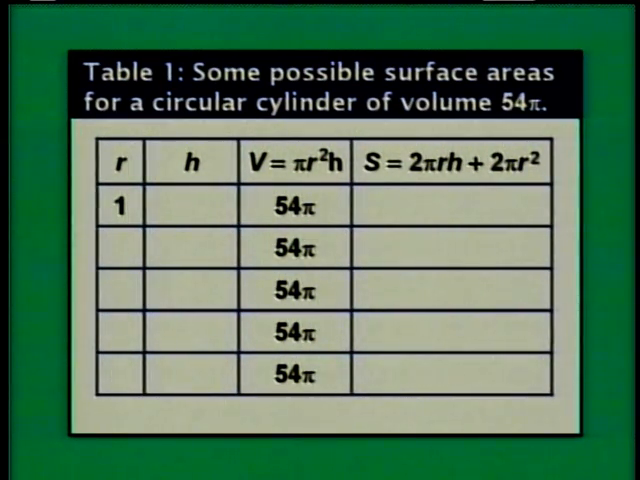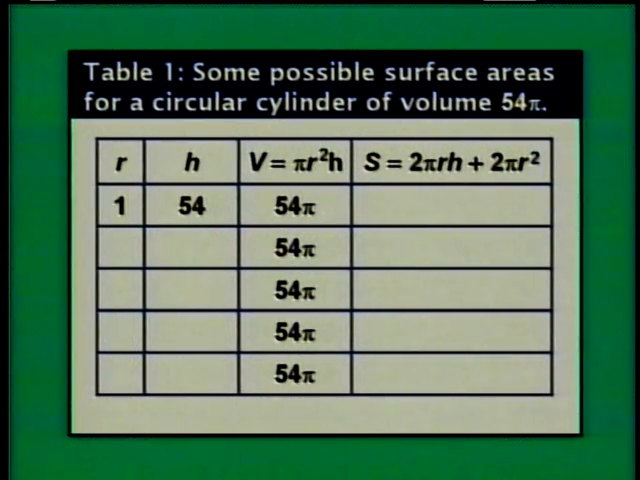If I have a radius of 1 and I know the volume's 54 pi, the formula for volume is pi r squared times h. Well, 1 squared is 1, so I've got pi times 1 times h. That has to equal 54 pi. So the height is going to have to be 54 in order to give me a volume of 54 pi.